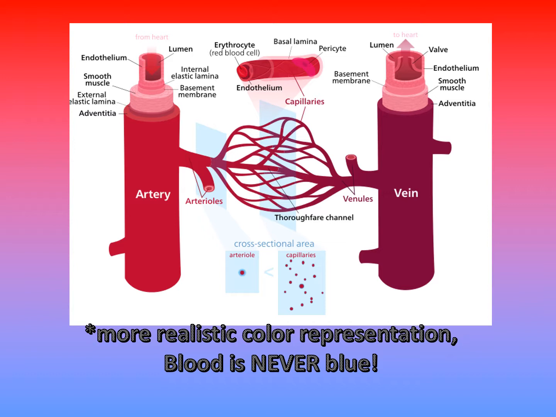So again, arteries are carrying that oxygen-rich blood. Veins are carrying oxygen-poor blood, and it's just darker in color. There's actually a chemical reaction that makes your blood bright red when it's carrying oxygen. So as that oxygen leaves and it's going through the capillaries and into the cells, it becomes darker red. So it's never blue, just more of a dark purple or dark red.